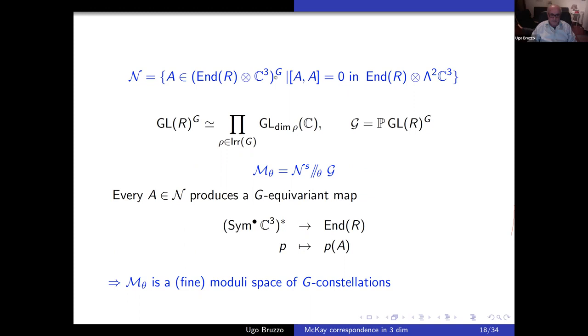Because since the space is this one, and we have this skew-symmetry condition, you have a map from the dual of the symmetric algebra of C^3 to the endomorphisms. Yeah? You get it from here. And this gives a map from this space to this. Why does this give a constellation? This is explained a little better in the next slide.